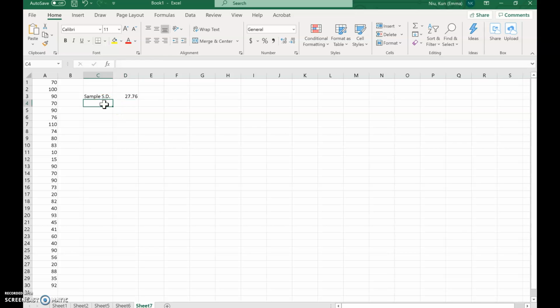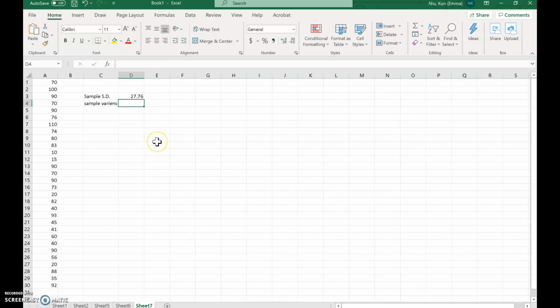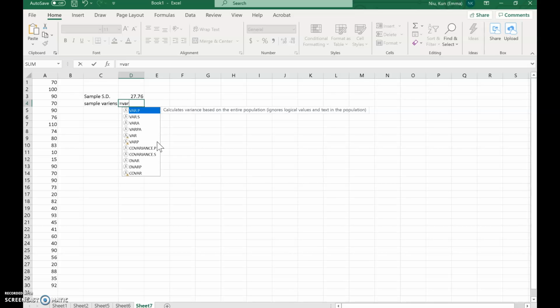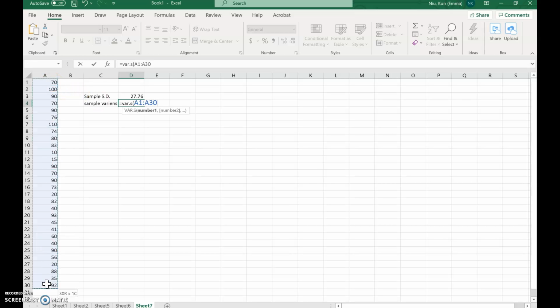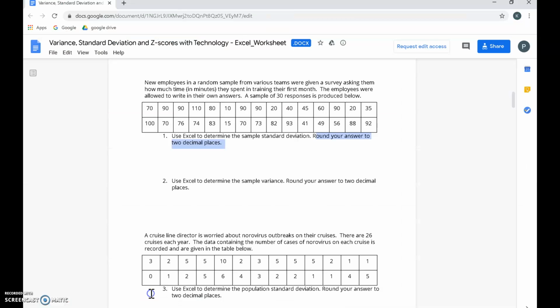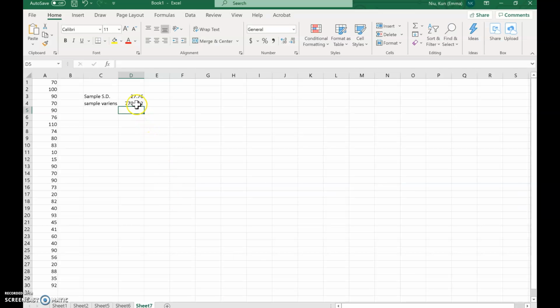Okay. So the second one we want to know is the sample variance. For sample variance, we can also use the built-in function. It's called VAR. We also have two, the population one or the sample one. So again, we're talking about the sample, so it's .S. And then highlighting the entire data set, we got 770.392. It also wants us to round the answer to 2 decimal places, so we're going to round it to 2 decimal places.